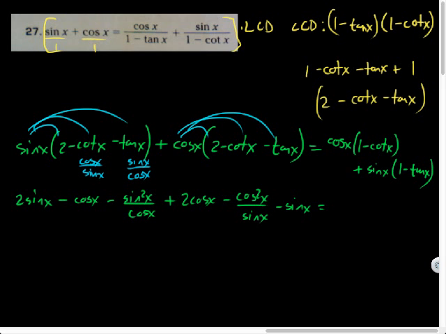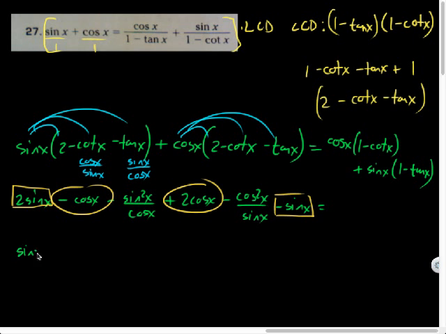This is scary, guys. I'm scared. I don't know about you. This is scary. Let's combine some like terms. 2 sin x minus 1 sin x is sin x. So I've got sin x. Plus 1, sorry. 2 cos x minus 1 cos x is plus 1 cos x. Minus sin squared over cos x.